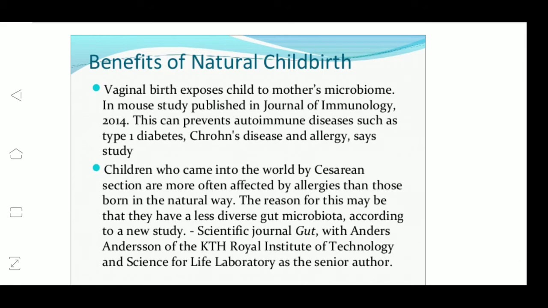Vaginal birth exposes the child to the mother's microbiomes, and in a published study, it decreases autoimmune diseases such as type 1 diabetes. Children who are born by Caesarian section are more often affected by allergies than those born in the natural way. The reason may be that they have a less diverse gut microbiota, according to a new study.